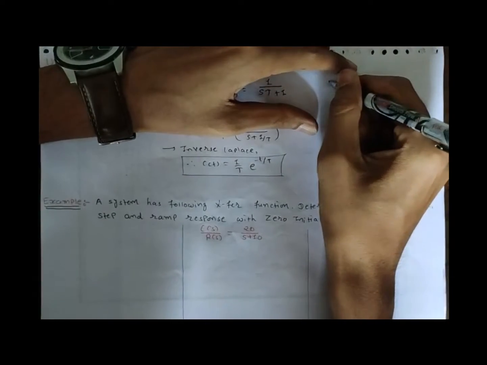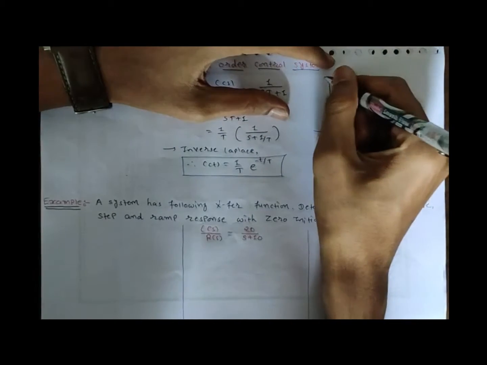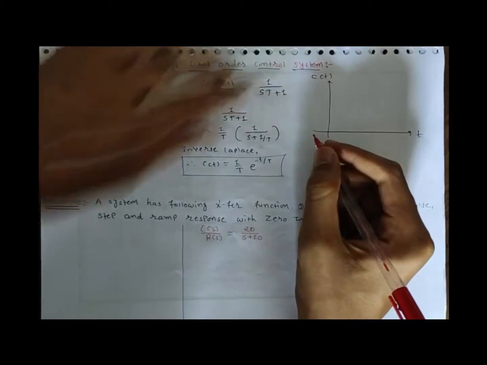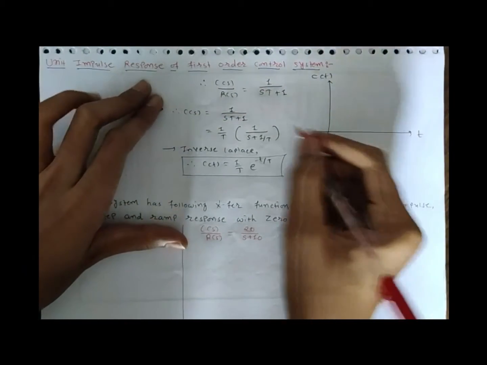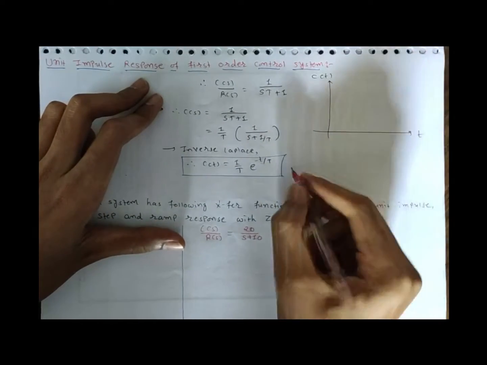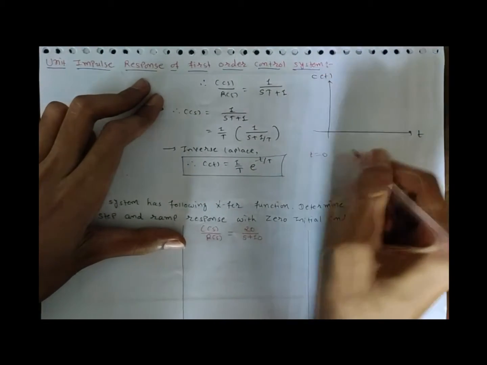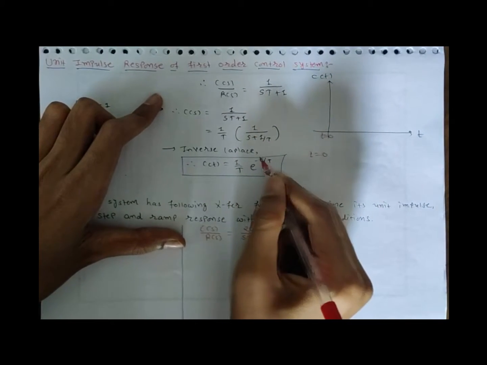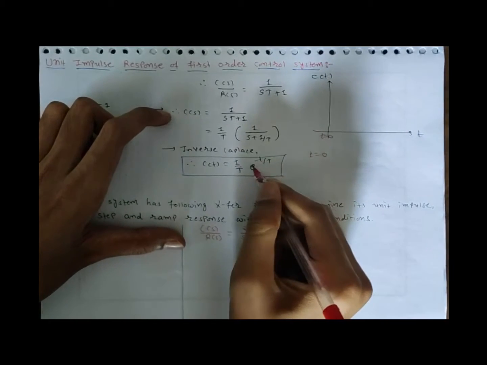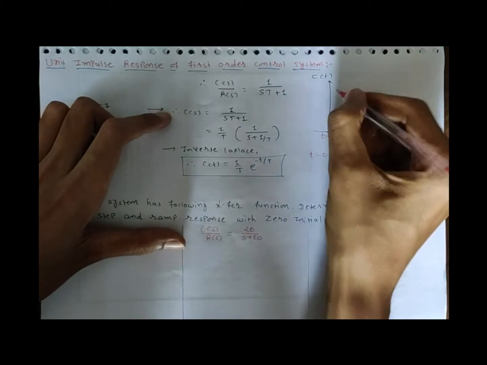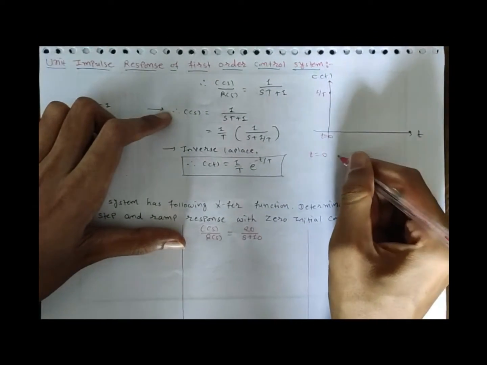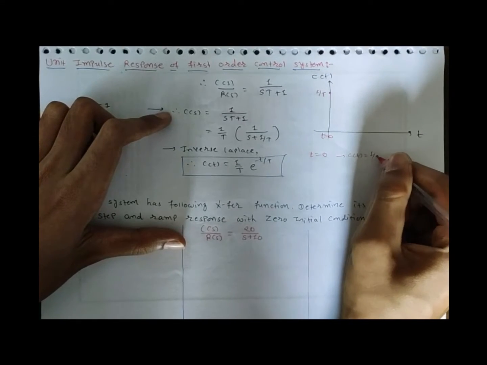If we draw this response, this is the x axis, that is t, and the output is C(t). We are giving a unit impulse signal to this system, 1 upon sT plus 1. At time t equal to 0 we want to find the value of the output. If you put t equal to 0, this exponential term will be 1, because e raised to 0 is 1. So C(t) will be 1 upon T only.